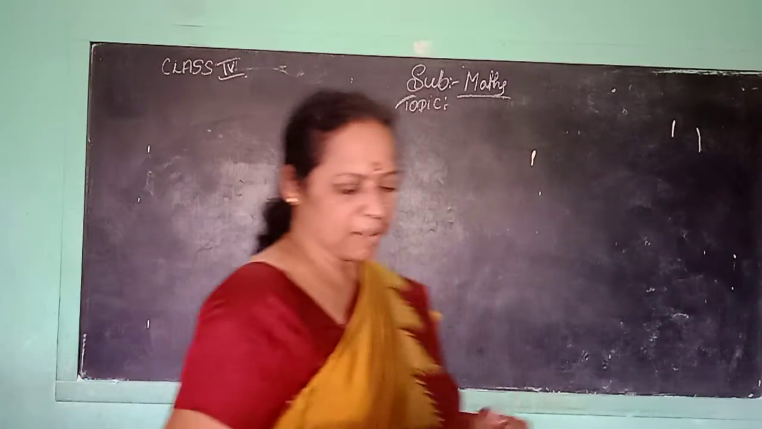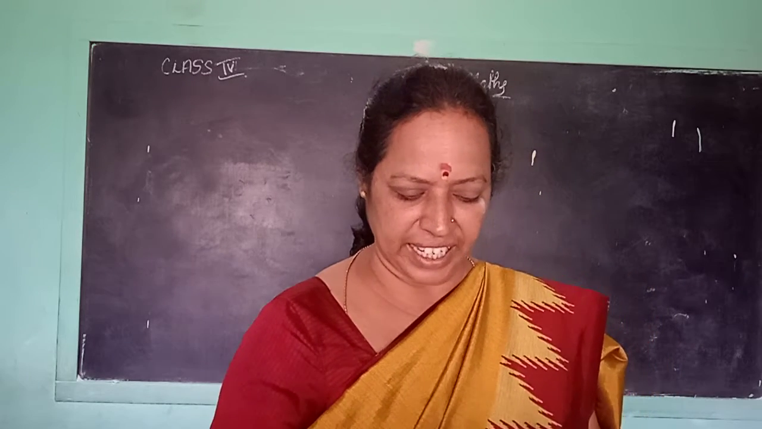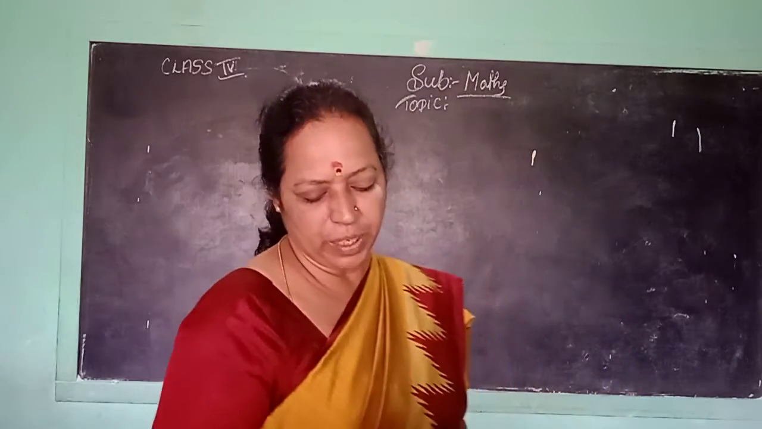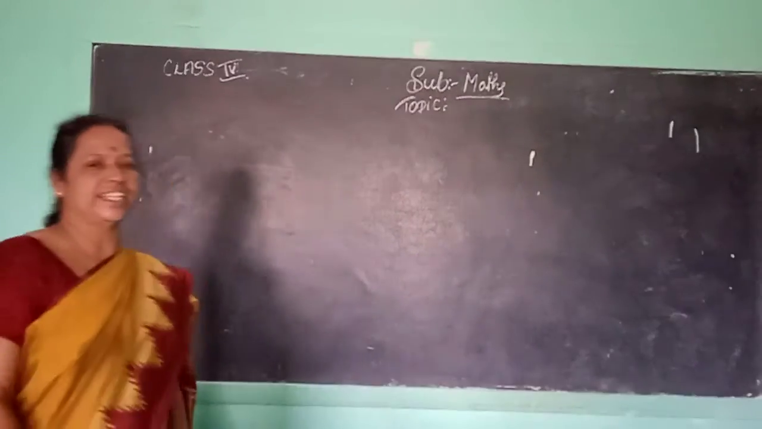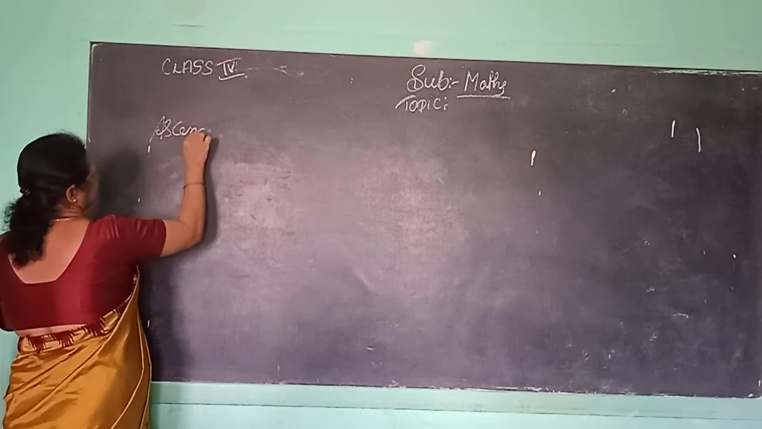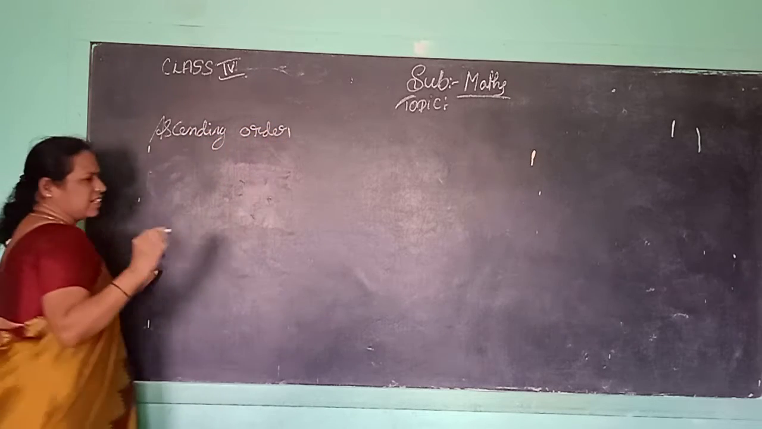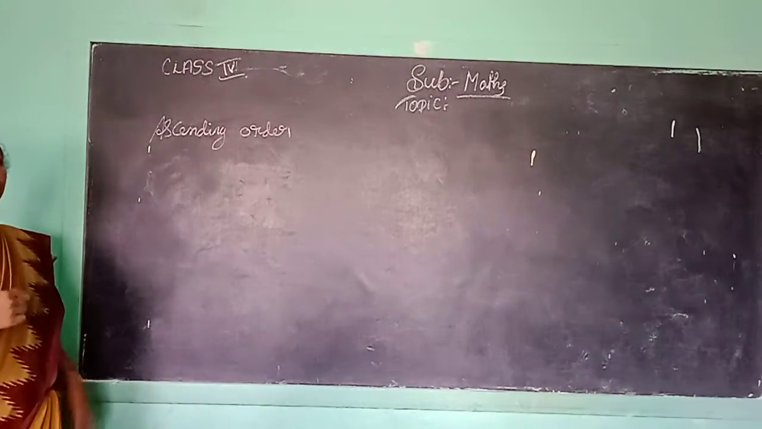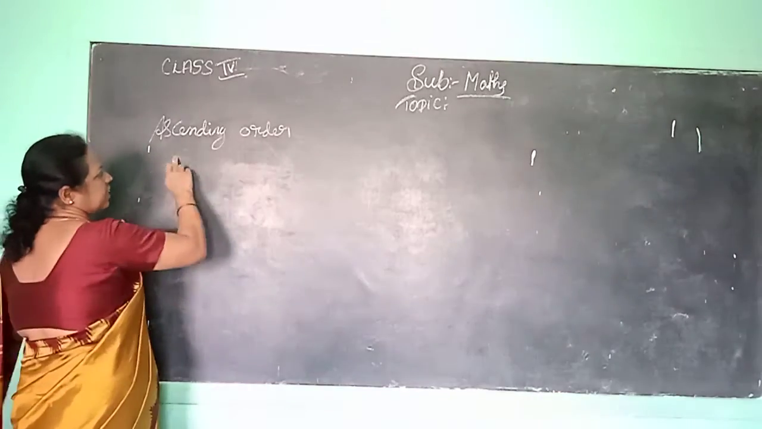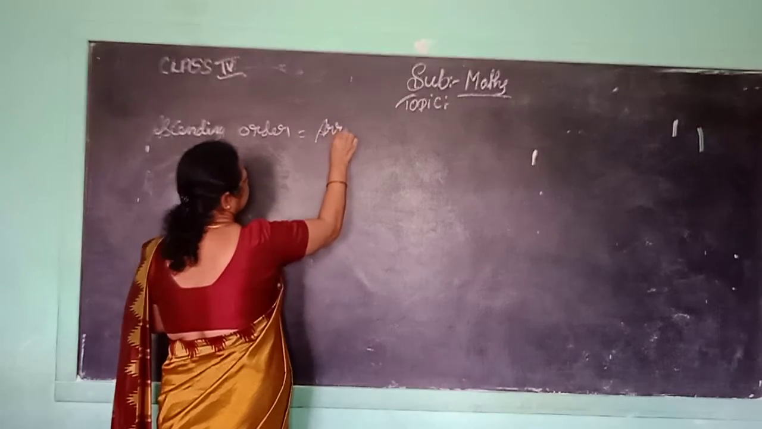So, next, we can compare. What did we learn now? Compare the digits. Which is greater, which is smaller, we have learned equal, like that. Now, ascending order and descending order. What do you mean by ascending order and descending order, children? Ascending order means what, children? Ascending order means arrange the numbers from small to big. Whatever numbers are given, see those numbers, ascending order means what? Arrange the numbers.